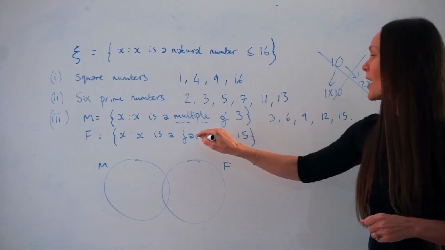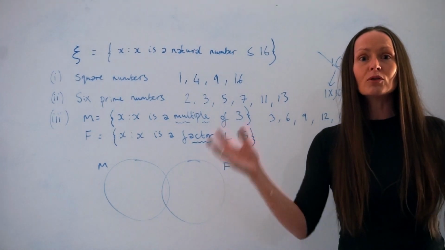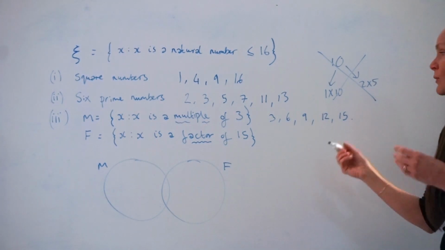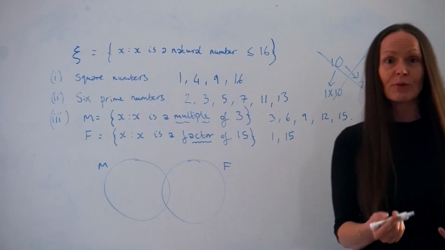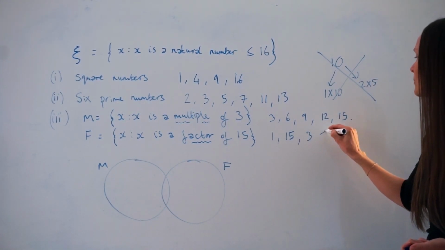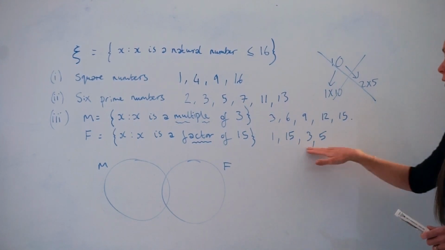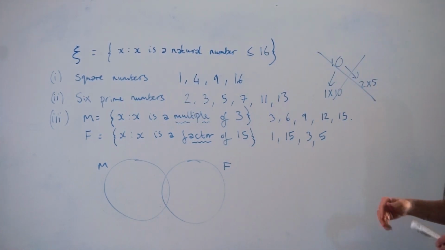Next, we've got factors of 15. So these are the numbers that you multiply together in order to get the number 15, okay? So if I write them down in pairs, I've got 1 and 15, because 1 times 15 is 15, and I've got another pair, 3 and 5, because 3 times 5 is also 15, okay? So they're the only factors of 15, okay, between 1 and 16, okay? Not that actually is important to this one.